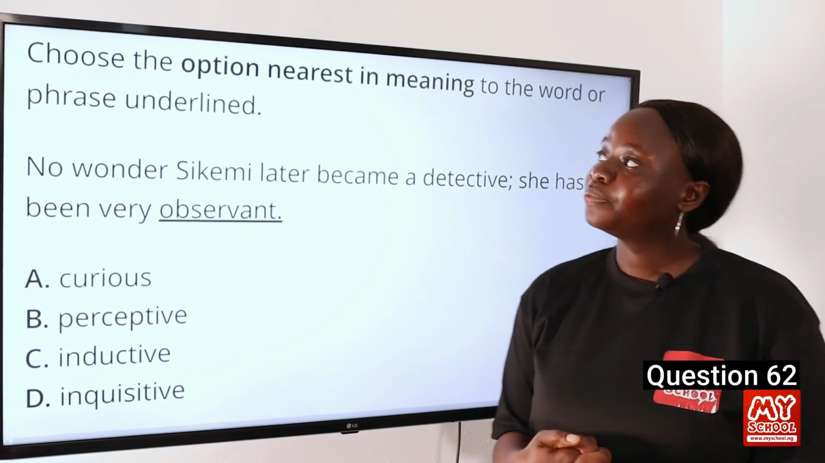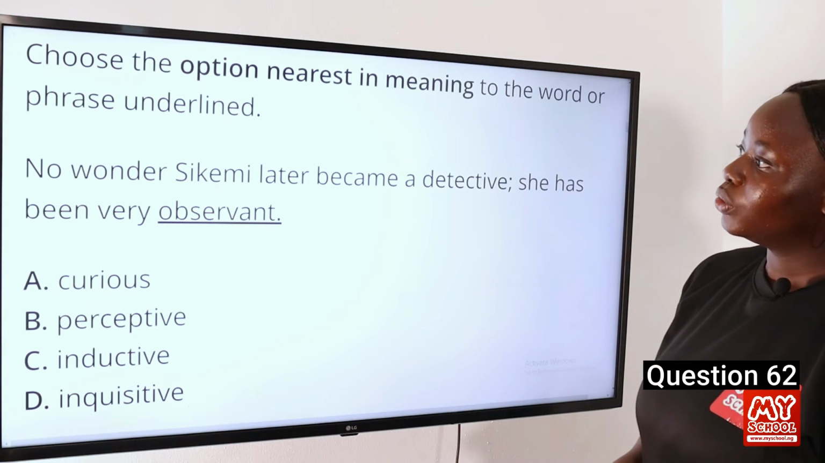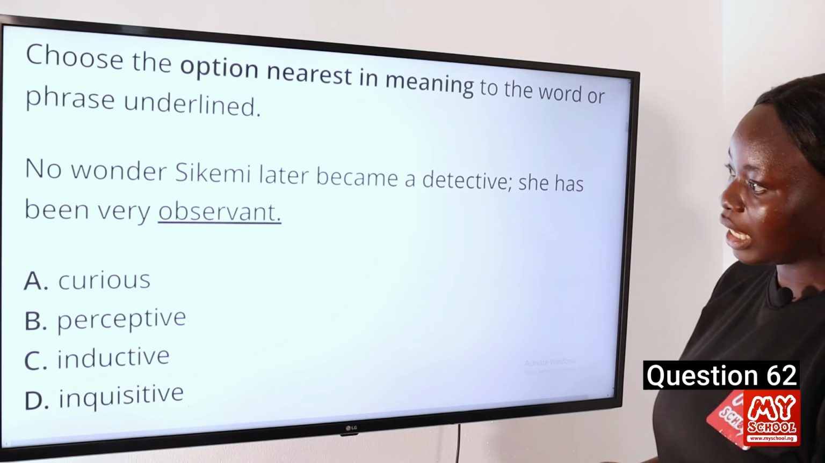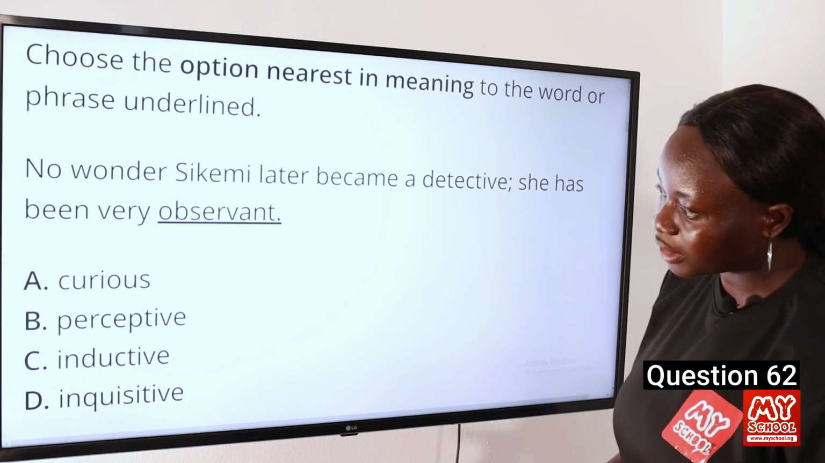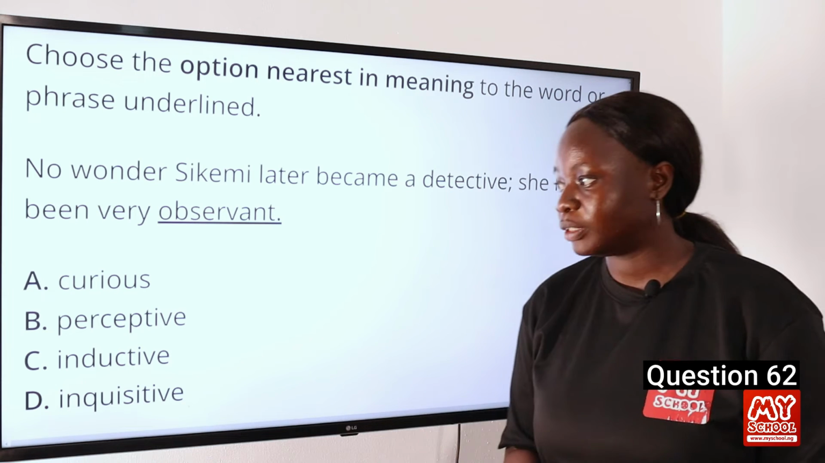Question 62. Choose the option nearest in meaning to the word or phrase underlined. No wonder Sikemi later became a detective. She has been very observant. A, curious, B, perceptive, C, inductive, and D, inquisitive. The answer to this question is option B, perceptive.